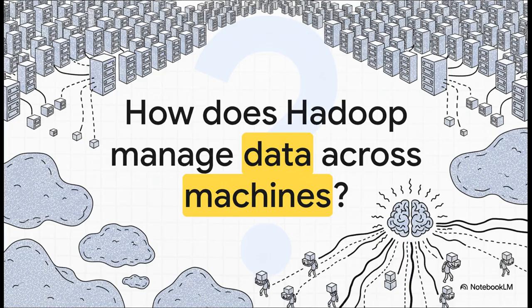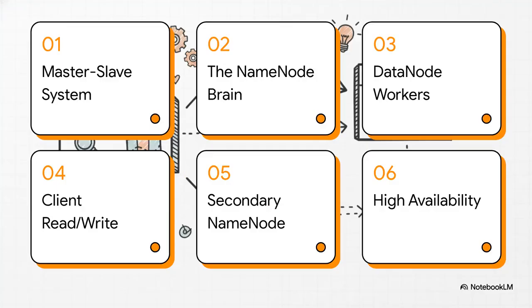Well, the secret is a highly structured, surprisingly elegant architecture that's built entirely around one central brain, coordinating a literal army of workers. Here is our roadmap for today. 1. Master-slave architecture. 2. The NameNode Brain. 3. The DataNode Workers. 4. Client read-write workflow. 5. The secondary NameNode. And finally, 6. High availability and SPOF.